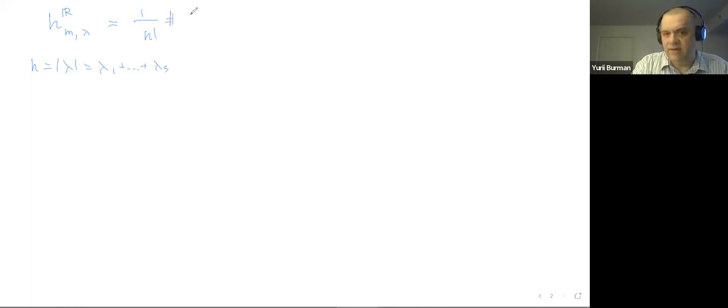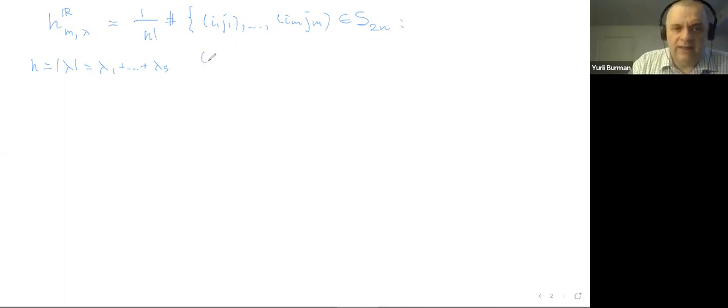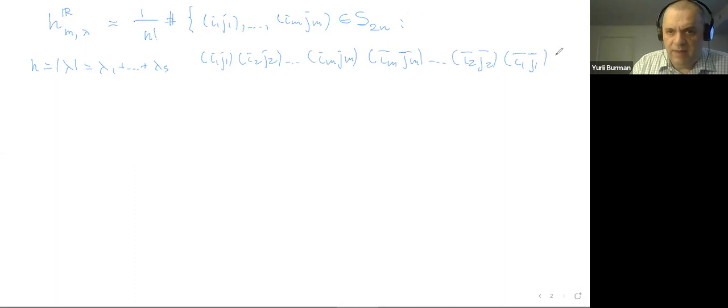times the number of sequences of transpositions I1, J1, up to IM, JM in the group of double size, S2n, such that the following product I1, J1, I2, J2, up to IM, JM, but that's not the end now. Now there goes IM bar, JM bar, and so on, I2 bar, J2 bar, I1 bar, J1 bar, is in C lambda, but let me define C lambda a bit later.